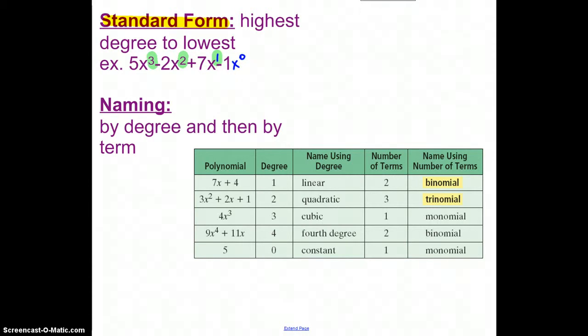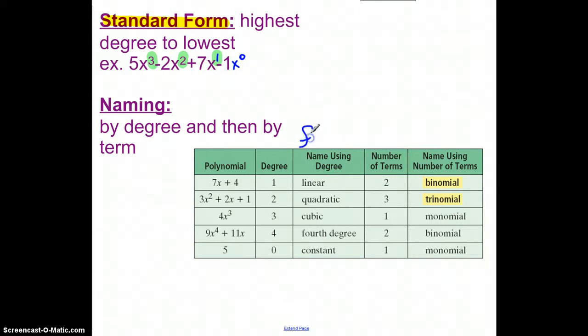Now, to be able to name things, we're going to have to use an idea of degree and then term. So if I were doing that, one of the things that I would want to consider is that the first name of this is going to come from our degree.